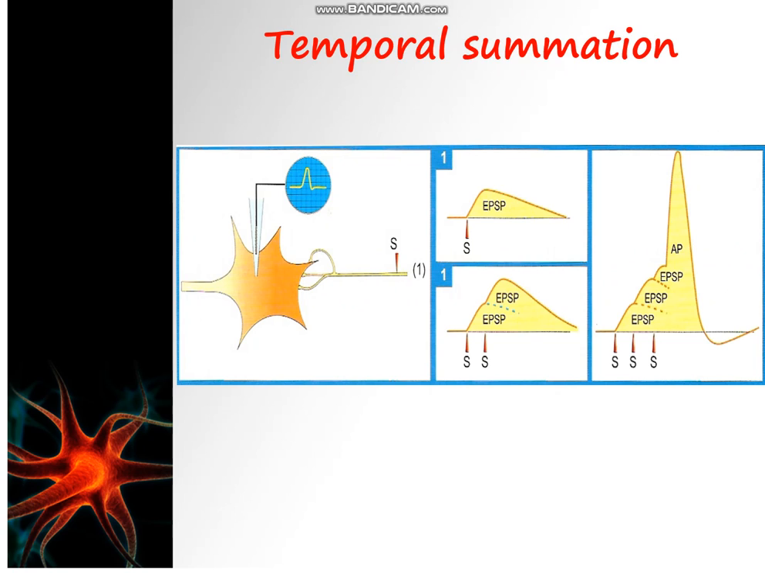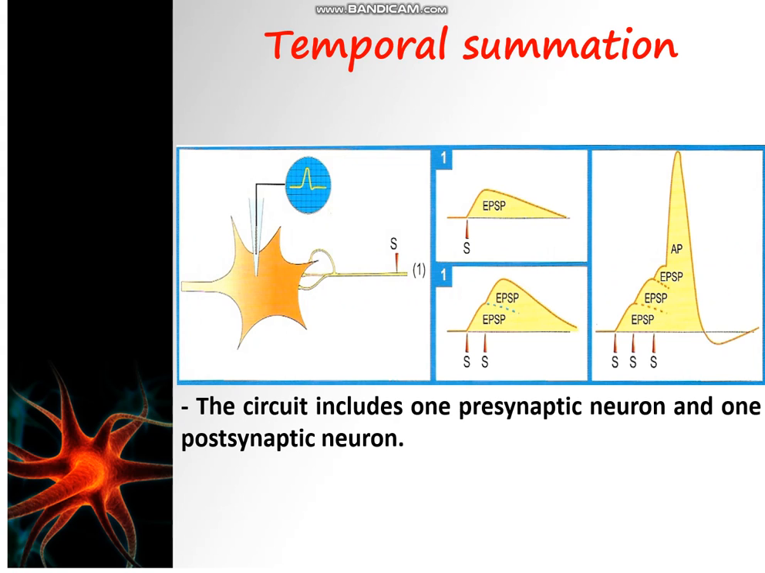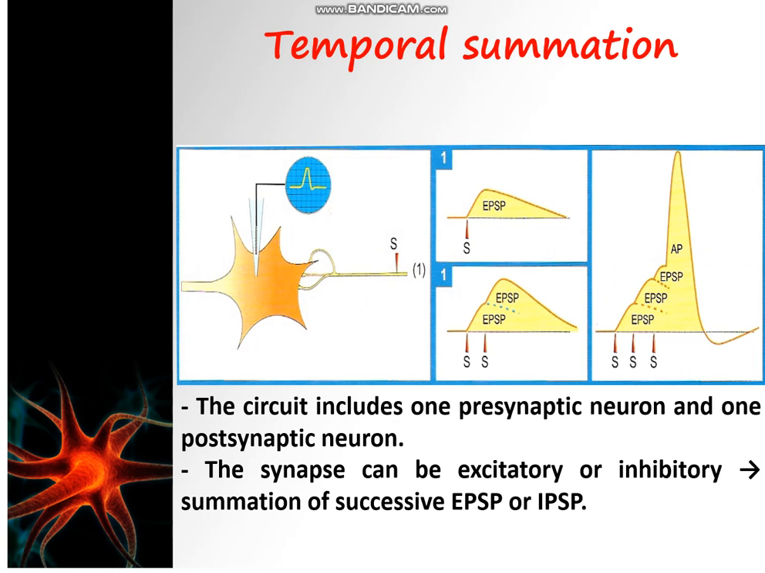Let's examine the circuit. First, the circuit includes one presynaptic neuron and one postsynaptic neuron, and the synapse between these two neurons can be excitatory or inhibitory. This means that the postsynaptic neuron can receive successive EPSP or successive IPSP.